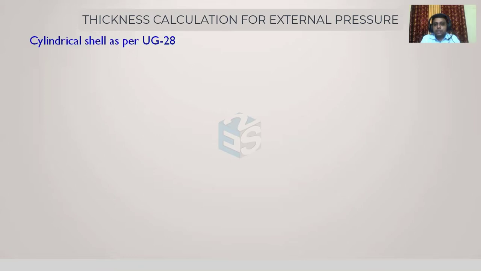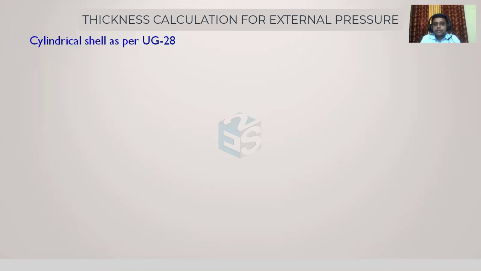So let's start with one example and see what it demands, whether the thickness from the internal pressure calculation is sufficient for this geometry or not. If not, then whether we have to employ any stiffener. If yes, then how many stiffeners will be required, whether it is going to pass with one stiffener, two stiffeners, four stiffeners, or a combination of all these. So let's start with this example.